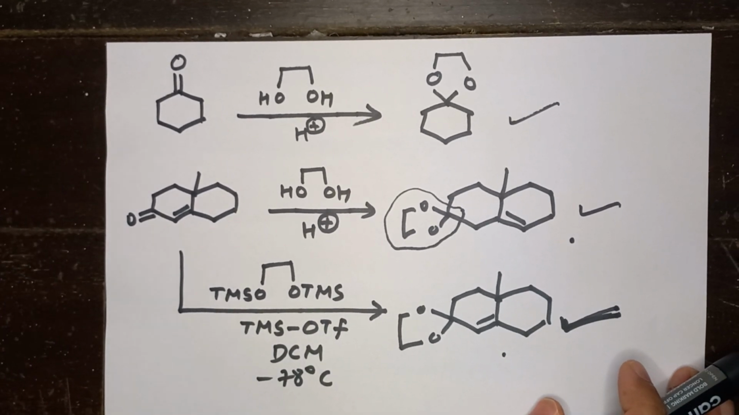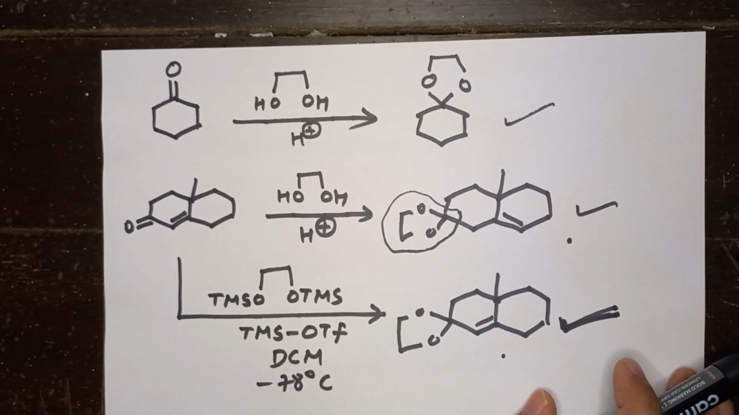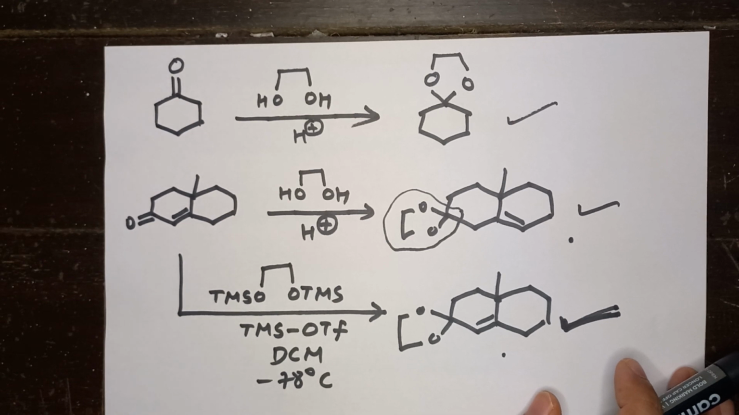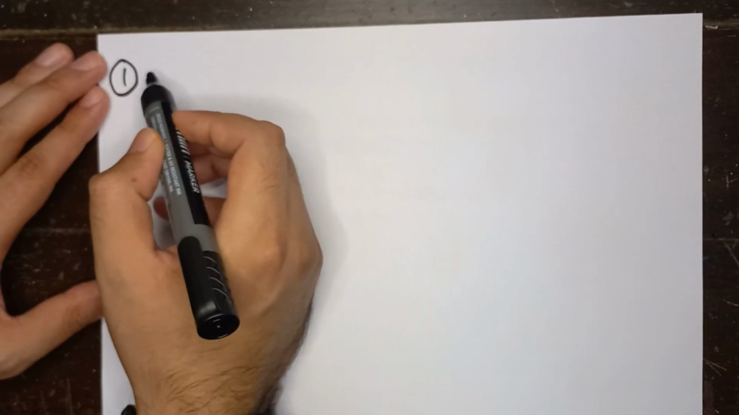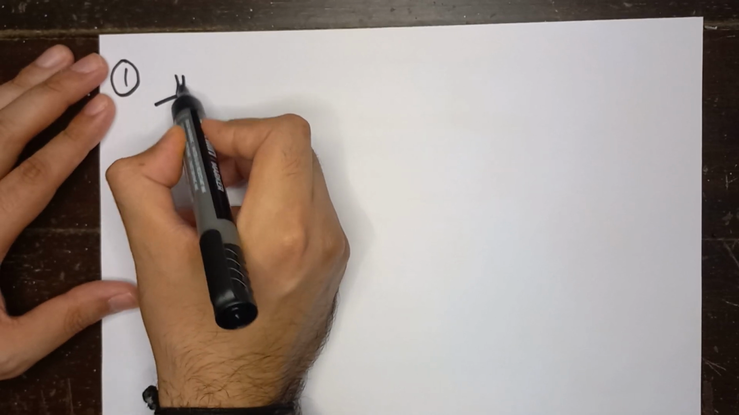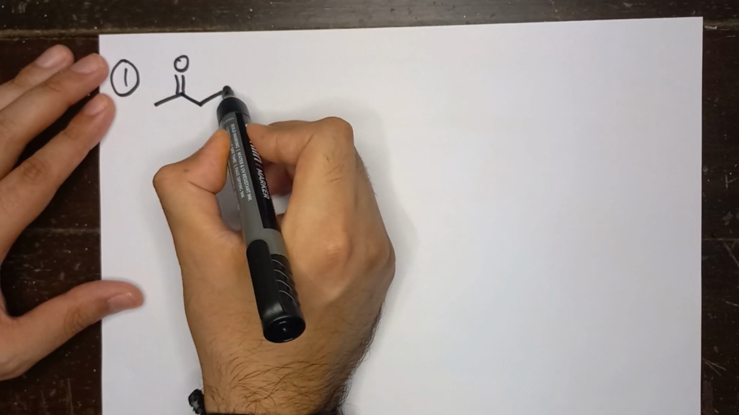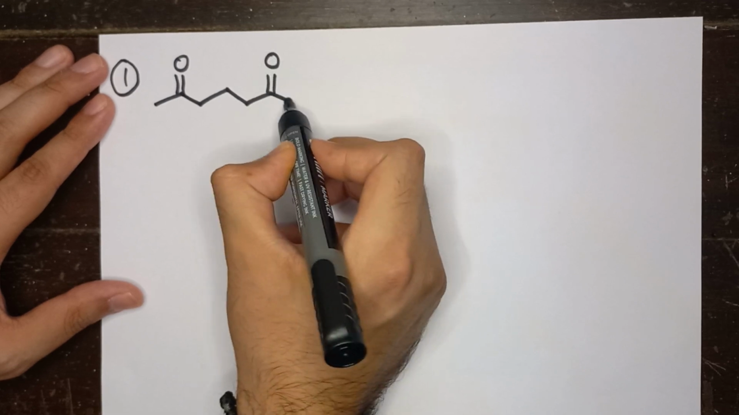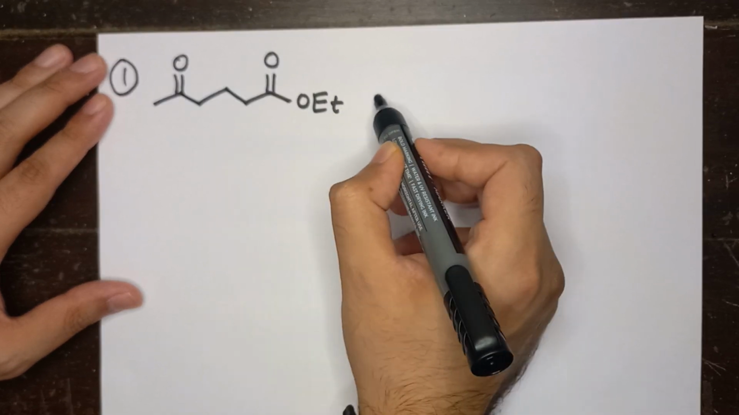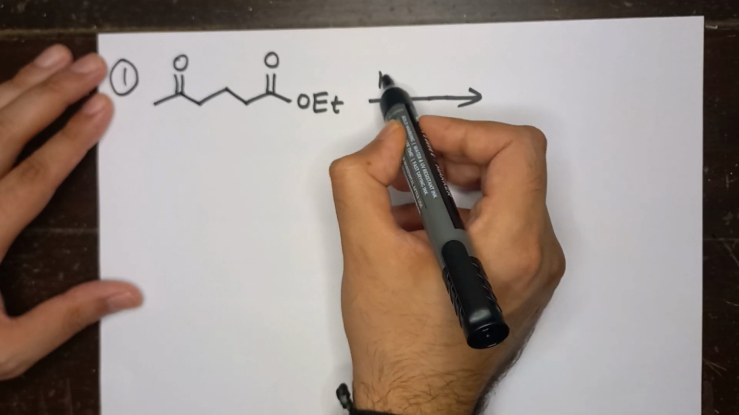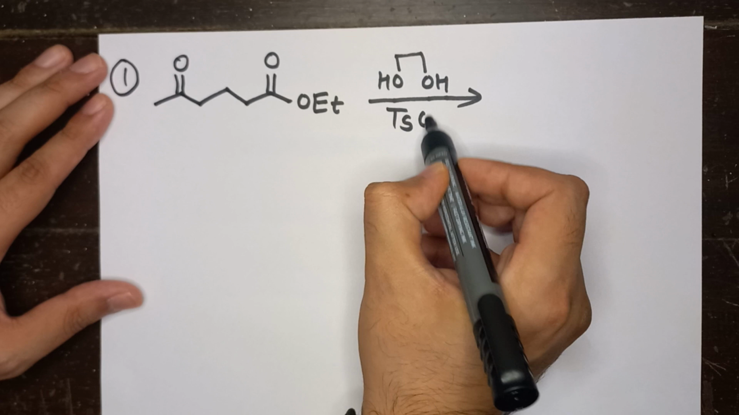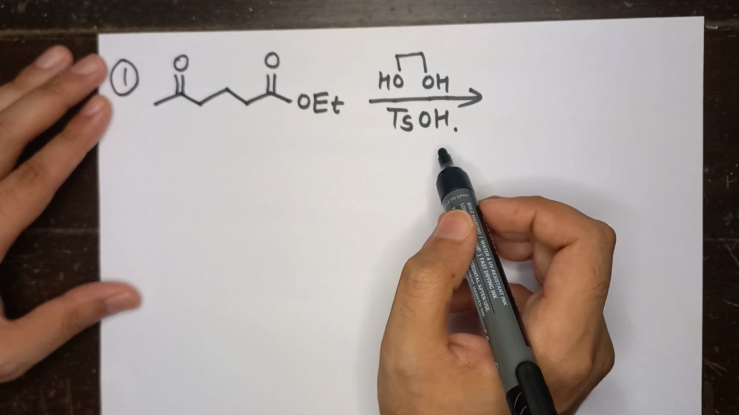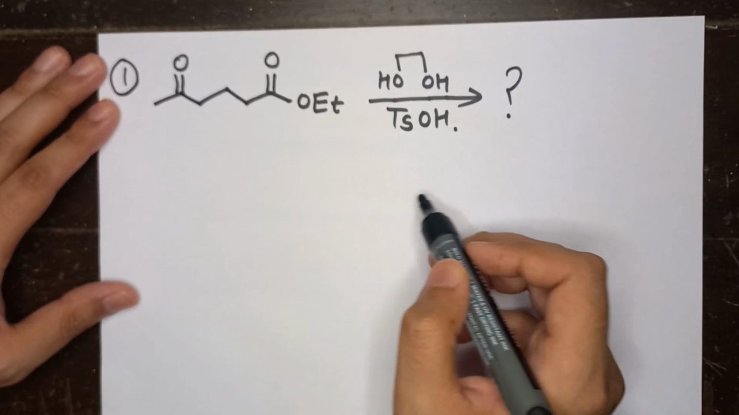So now let's move forward and try to solve some problems based on the protection deprotection strategy of aldehydes and ketones. Okay, so the first problem we have. This is my starting material, and I'm reacting this with a diol in the presence of a source of acid. So what is the product? So this is the first question.